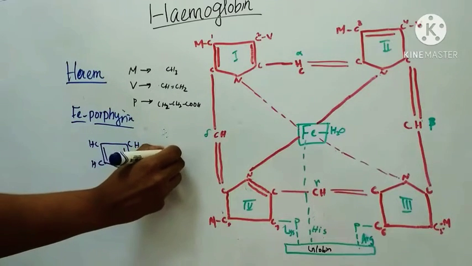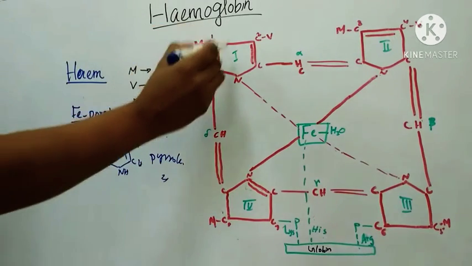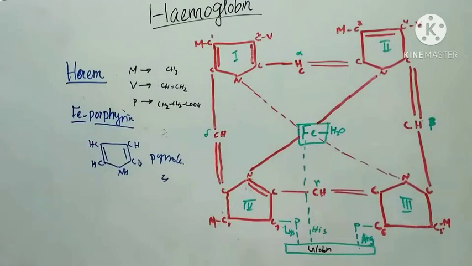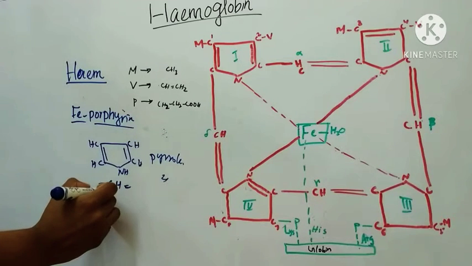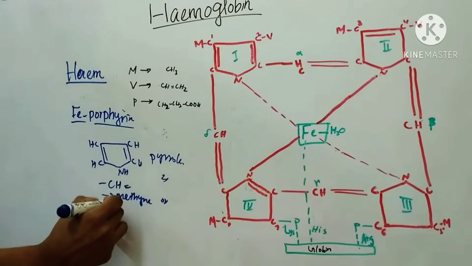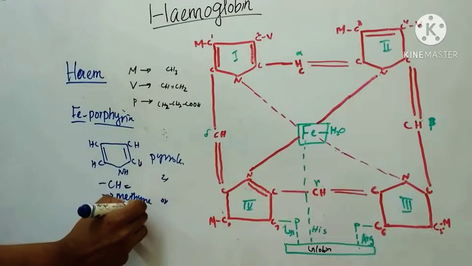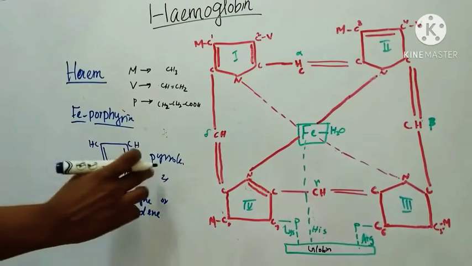So porphyrins are complex compounds with a tetrapyrrole structure. Tetrapyrrole means 4 pyrrole rings, that is 1, 2, 3, 4. These 4 pyrrole structures are combined through CH bridges. These bridges are called methene or methylidine bridges.